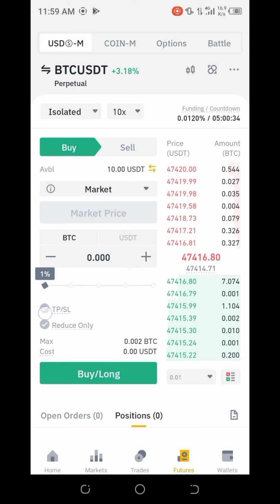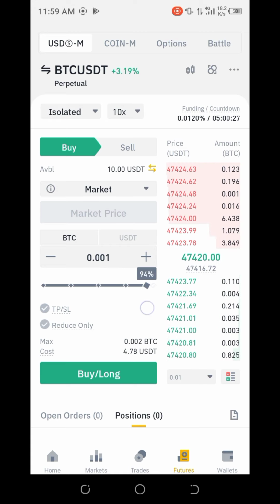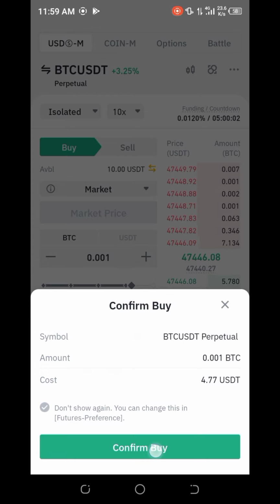You can see from here, you draw this arrow from this left side to the right side. That's the percentage of the 10 USDT you have here that you are going to use to enter the market. And this is what I'm going to use. Let me just use 80% of the 10 USDT. And when I put it in 80%, as you can see from here, this is 0.001 BTC, and I'm going to buy long right now, and I'm going to confirm this.